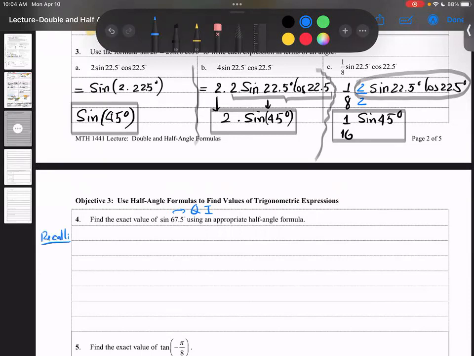Sine of alpha divided by two. Instead of saying alpha, can I use theta? It's just that alpha looks like a two, right? So sine of theta over two equals plus or minus the square root of one minus cosine theta over two. You don't have to write this part down if you don't want to. Because 67.5 is in quadrant one, we're going to choose the positive square root. All right, we're not done yet.